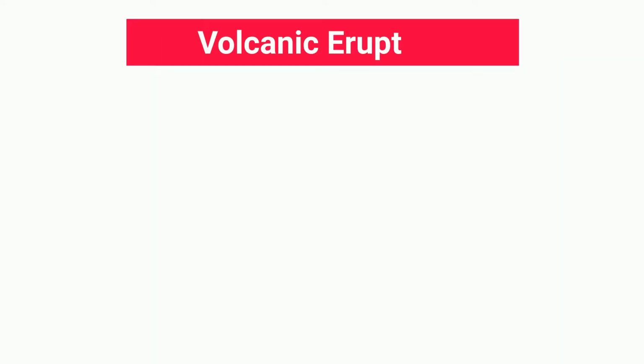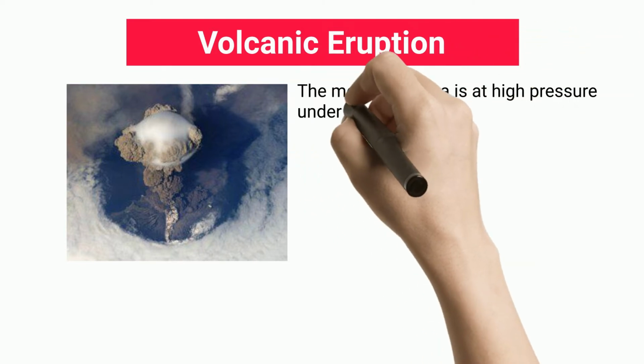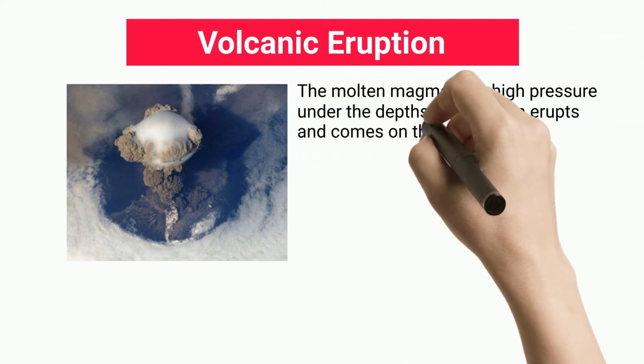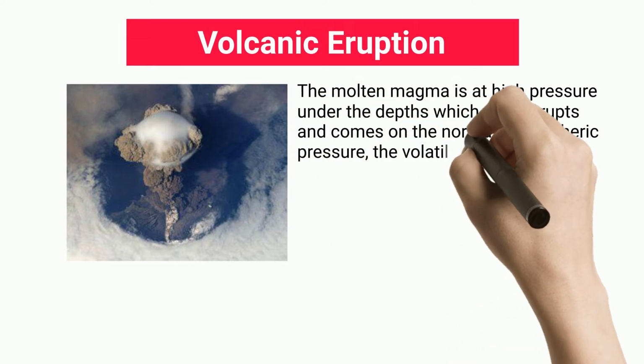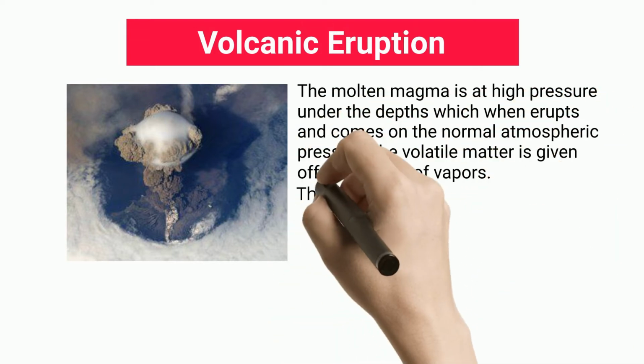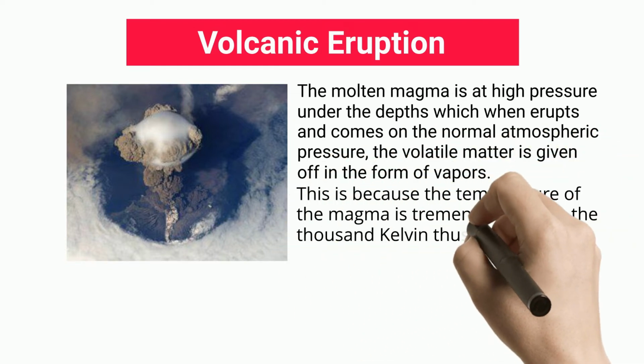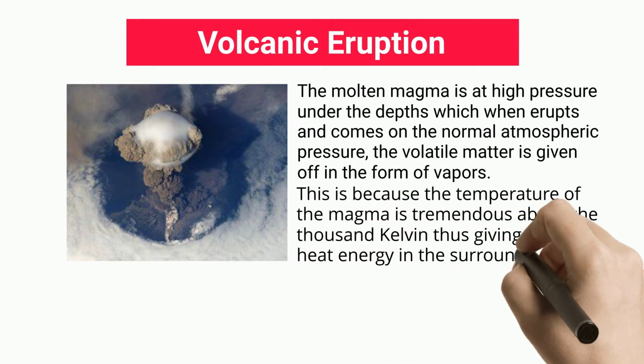Volcanic eruption. The molten magma is at high pressure under the depths, which when erupts and comes on the normal atmospheric pressure, the volatile matter is given off in the form of vapors. This is because the temperature of the magma is tremendous, above 1000 Kelvin, thus giving away the heat energy in the surrounding area.